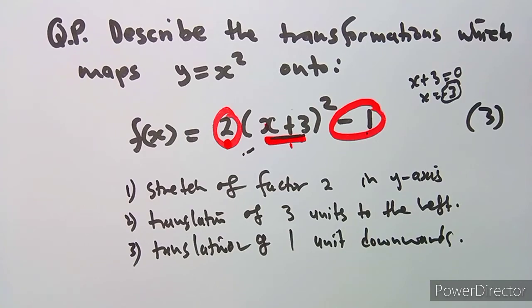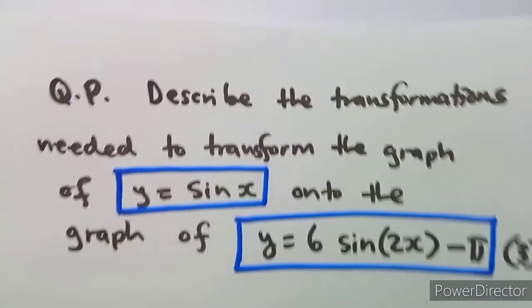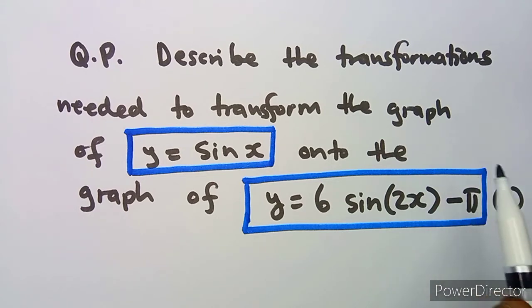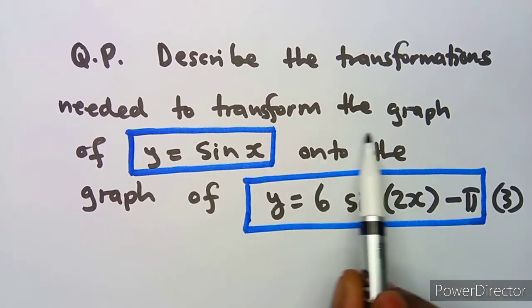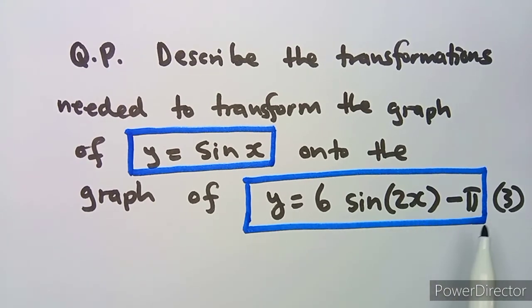So this transformation, they can even extend not only on this algebraic part that we are talking of here. They can even be given like this one from one of the question papers. It was actually a sine function like this. So you just apply the same knowledge, guys. It's one and the same thing. What is happening here? Describe the transformations needed to transform the graph of y equals sine x onto the graph of, this is the graph that you're given.